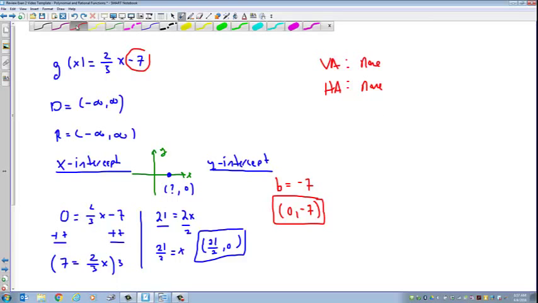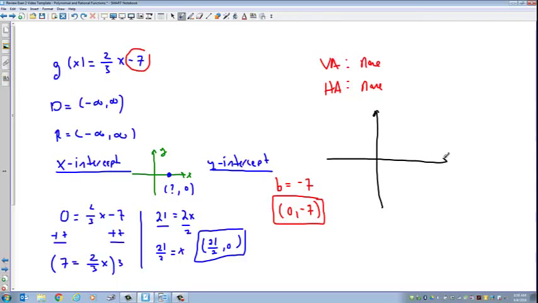And then we can graph this thing. So to graph it, we simply draw a y-axis. We know that it goes through -7. And we know that it also goes through 21/2. And we simply connect those dots in a linear fashion. So you can just do it just like that. Label those two points, and you're good to go.